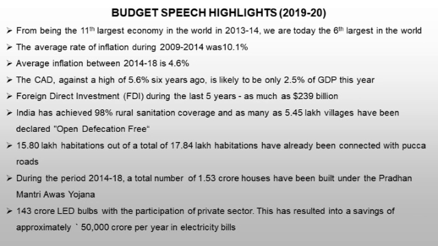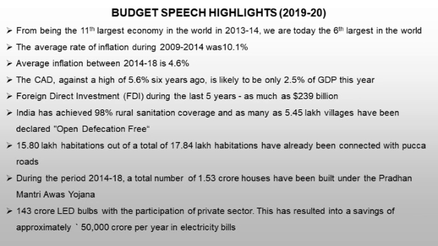So remember, inflation is at a very average rate. Then the current account deficit, which was 5.6%, is now only 2.5%. Friends, what is current account deficit? Please refer to your external sector notes. Then FDI: India has received almost $239 billion in the last 5 years. And 98% of rural sanitation has been covered, and almost all 5.45 lakh villages have been declared open defecation free under Swachh Bharat.